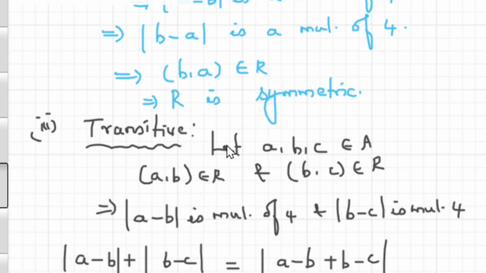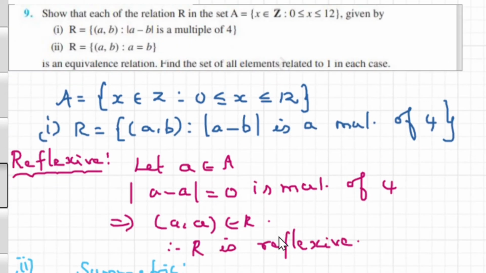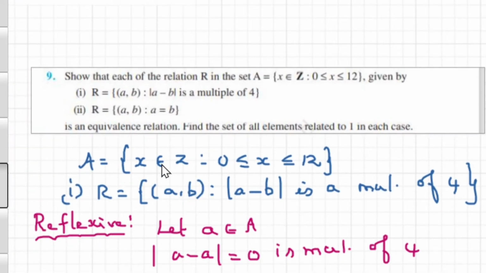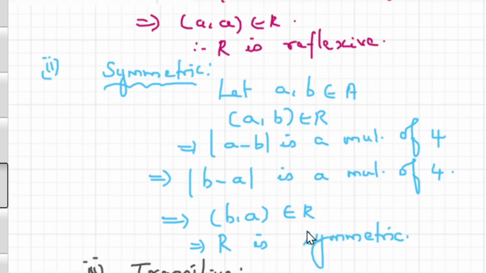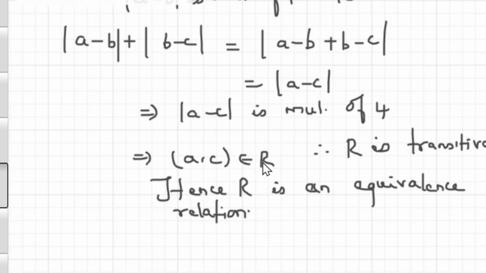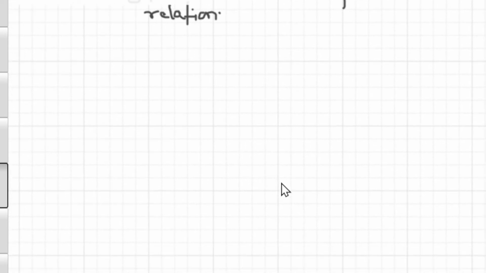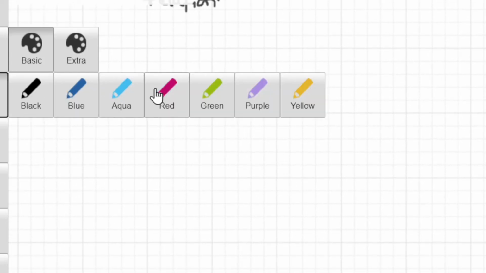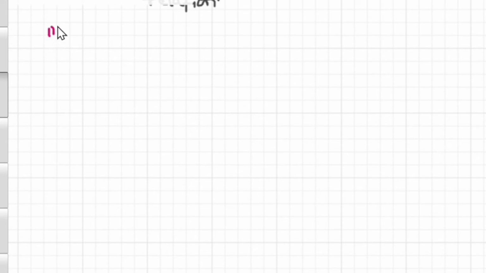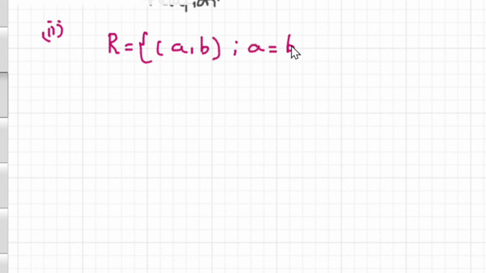Now let us see the second subdivision. It is given R is the set of A comma B such that A is equal to B. Both the entries are same. That is given. So for this we have to check reflexive first. So R is given as A comma B such that A is equal to B.